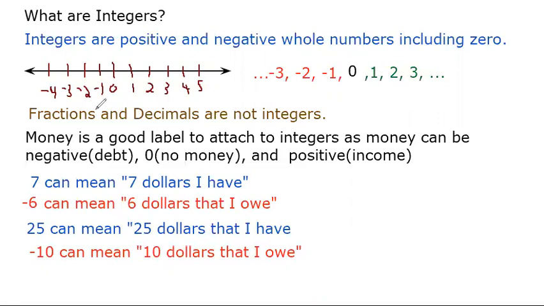So those are what we call examples of integers. They have to fit this model right here. What are not integers? Fractions and decimals are not integers. And when we work with integers, we're starting to get into what we call algebra thinking.